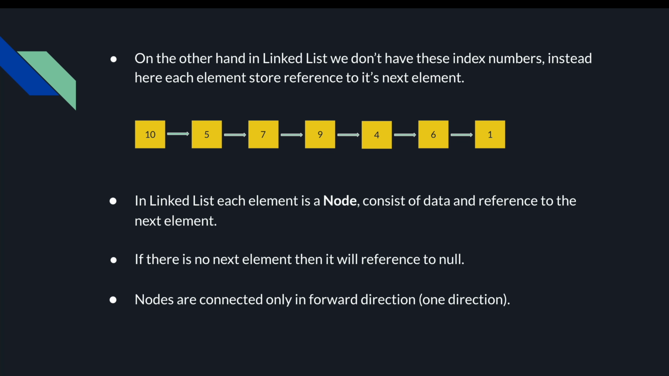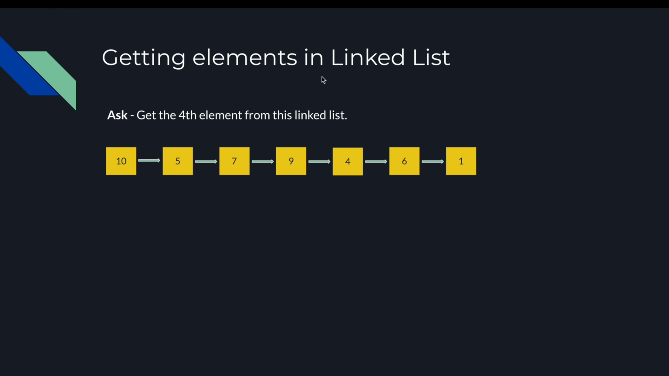Alright, now since we know how linked list looks like, let's see some operations that we can perform on linked list. The first one is getting elements in linked list or singly linked list. So the ask is get the fourth element from this linked list. So we have already given a linked list here and we have to get the value of the fourth element in this. If you remember, in arrays we can simply do that by just passing the index number, but in linked list that's not how it works. So what we need to do is we have to iterate over each node one by one.